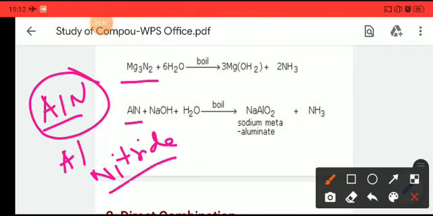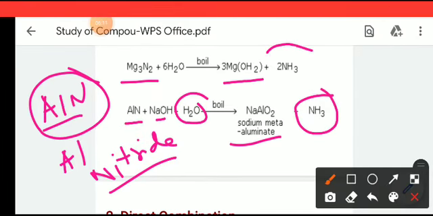Okay, so here all these nitrides, either magnesium nitride or aluminum nitride, whenever reacted with water and a slight amount of base, will form a salt, that is magnesium hydroxide and sodium metaaluminate, this kind of salt, plus NH3. Respective of their salt, they will also form NH3.